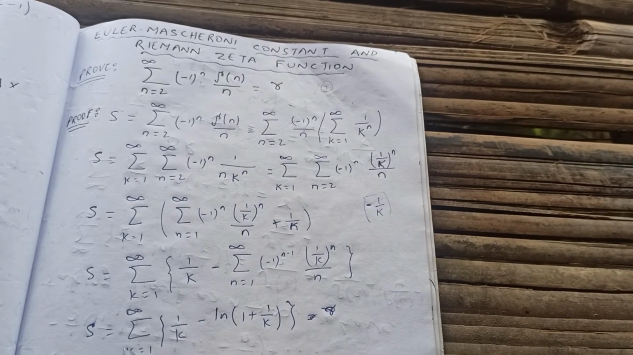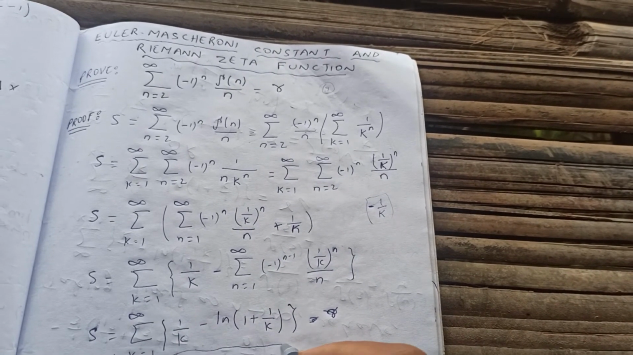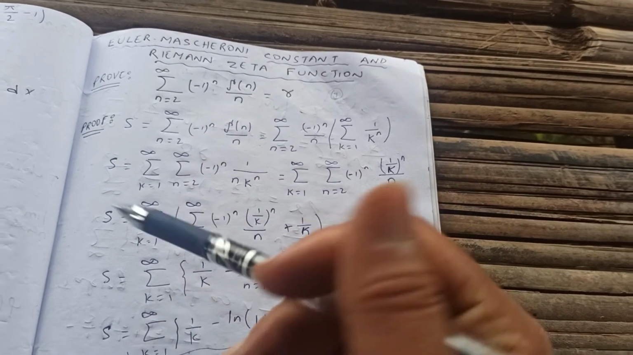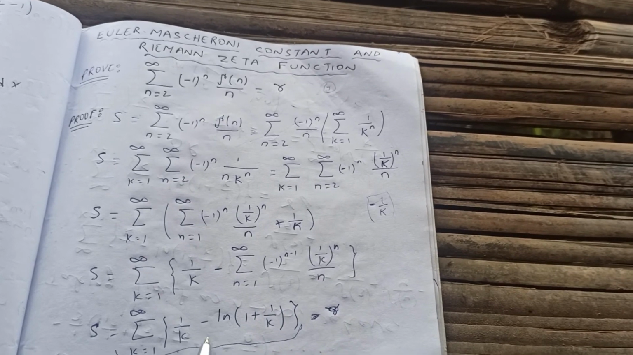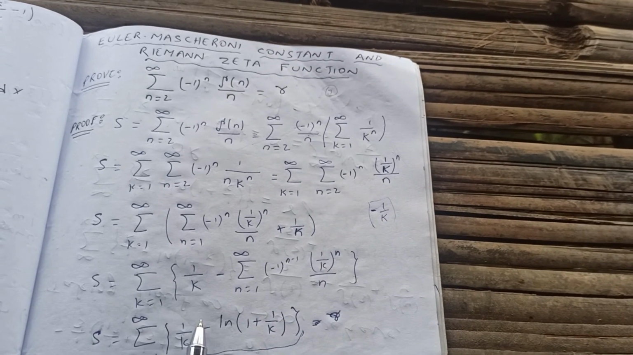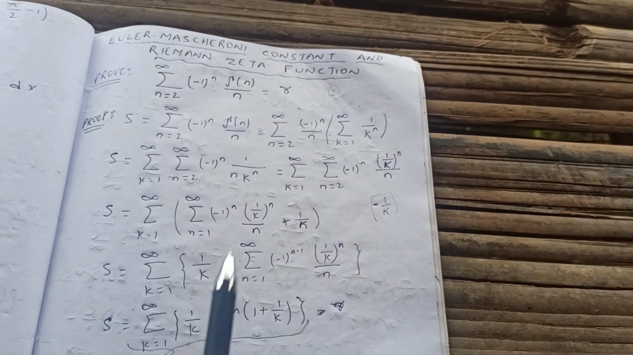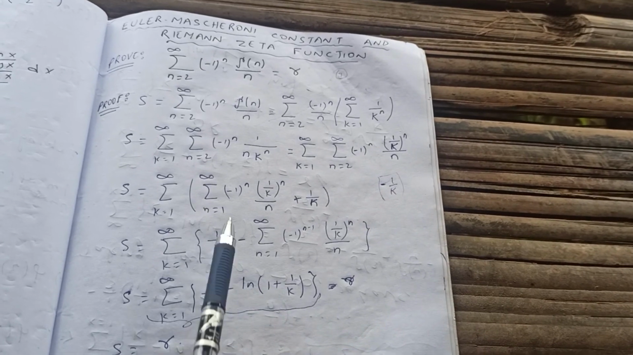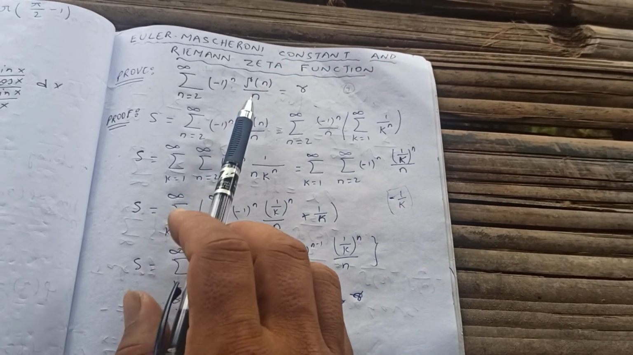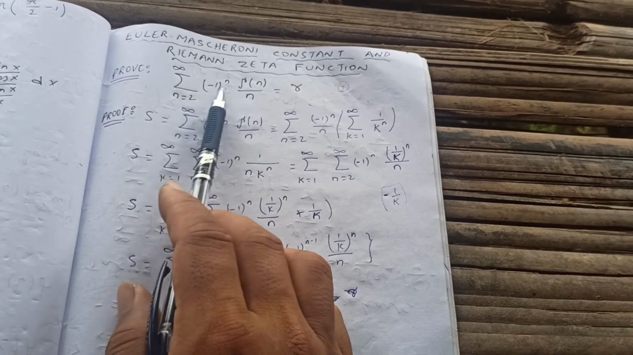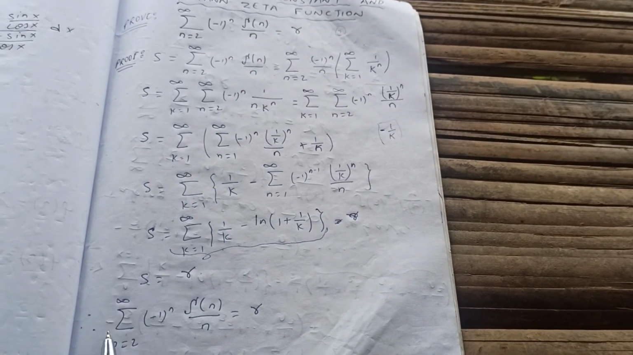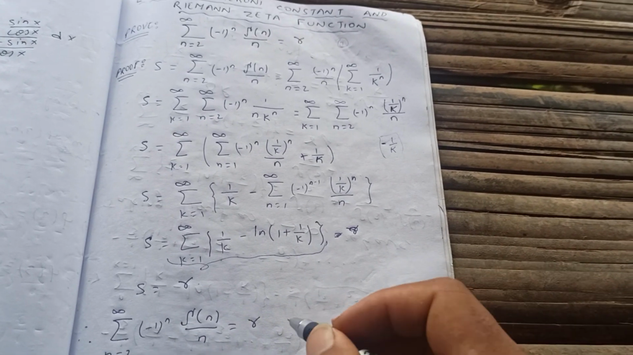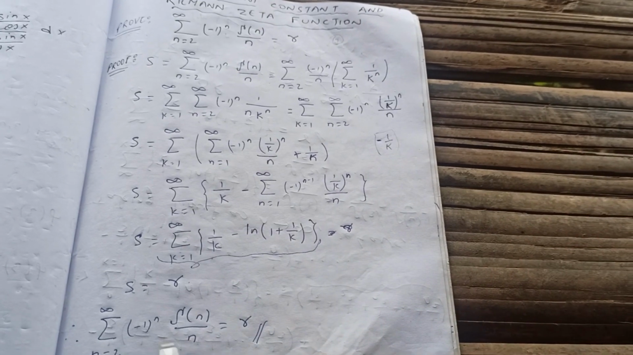In the previous video we have already proved that this sum approaches the Euler-Mascheroni constant. Euler himself proved that this infinite sum approaches the Euler-Mascheroni constant. Therefore S is nothing but the Euler-Mascheroni constant, which is what we were required to prove. So the sum from n equal to 2 to infinity of negative 1 to the n zeta of n upon n is the Euler-Mascheroni constant. So this is the proof.